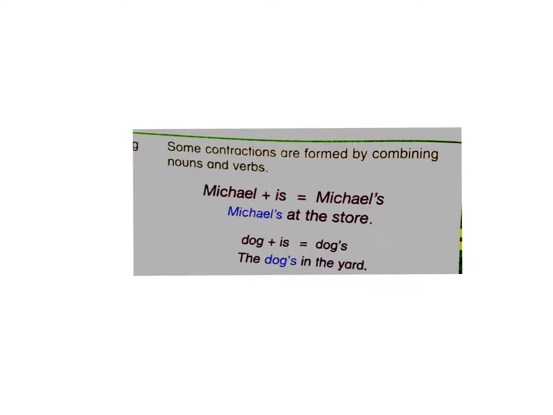Now, some contractions are formed by combining nouns and verbs. For example, we have Michael plus is, and then we're going to put them together and we'll have Michael's. And another example, dog plus is, and if we put it together, it will be dog's. And you can see it right there in front of you, on the screen.